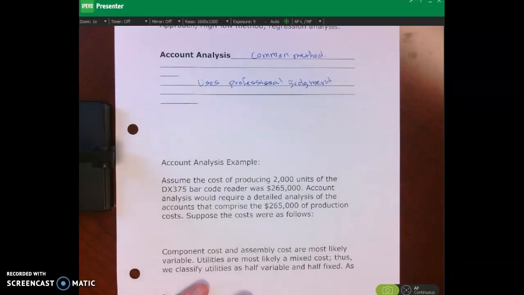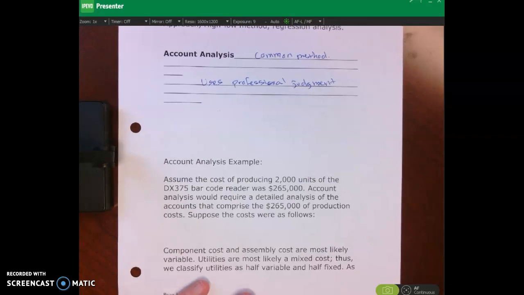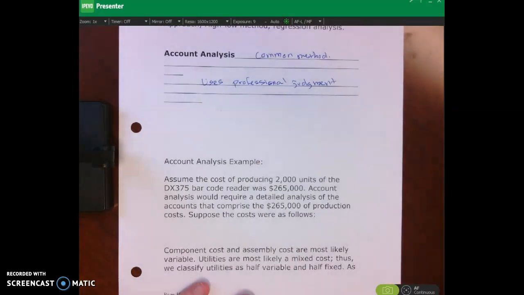Okay, so I'm going to go ahead and stop this lecture video now, and then in the next lecture video I'm going to go through this example of account analysis to really bring home the idea of how we do account analysis and how it works. Thanks.